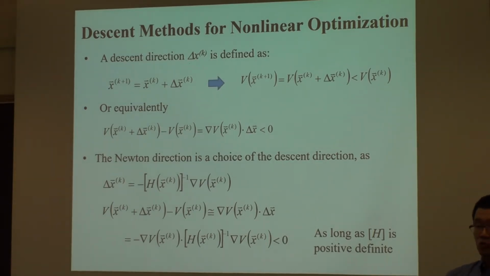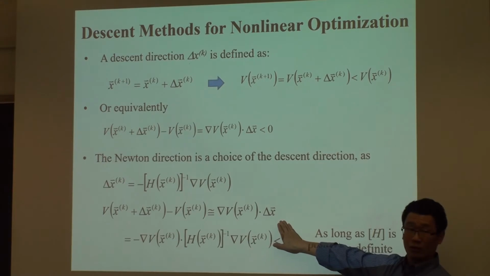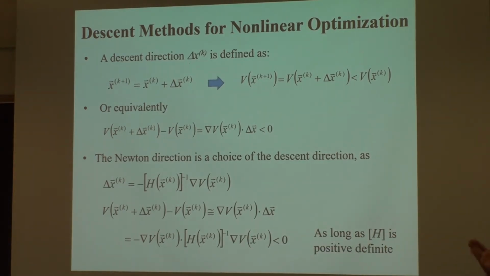Okay, and if I'm making smaller steps, I'm always making improvement in my search. If you take the full step, there is a chance of overshoot. But within the local, when delta x is very small, the Newton direction always improves the solution. The improvement may be very minimal, but it's a descent direction.